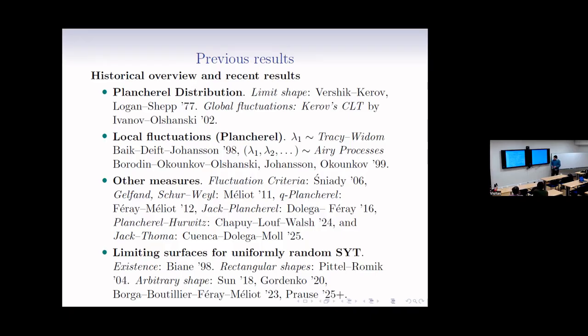And then a lot of people got interested in finding the formula for these limiting surfaces, the same way we have a formula for the limiting shape of a Plancherel distribution. We want to have the same for uniformly random standard tableaux. This has been done for rectangular shape in 2004, and then for arbitrary shape, a lot of very different formulas were obtained by different mathematicians. So one of the goals of the talk today is to prove fluctuations for the limiting surface. I'm going to explain what the limiting surface is, how we can construct it, and what the fluctuation around the limiting surface looks like in a very general setting.